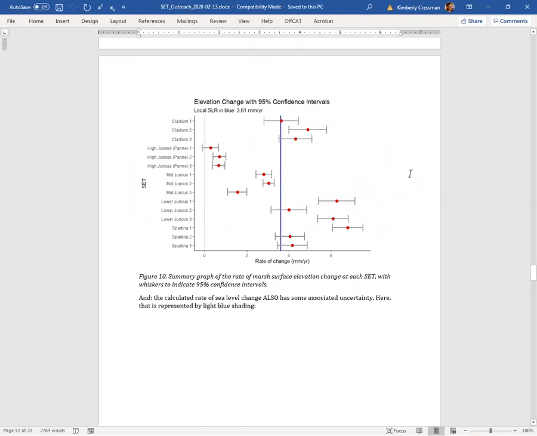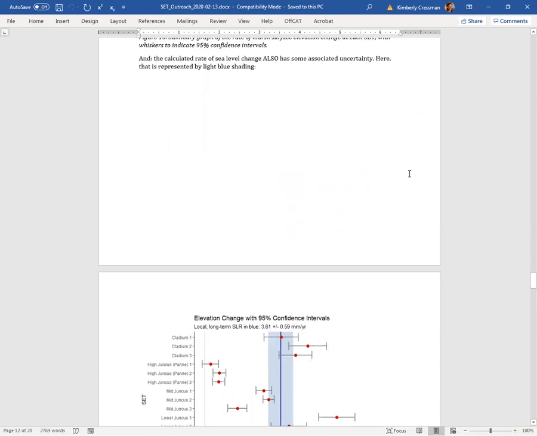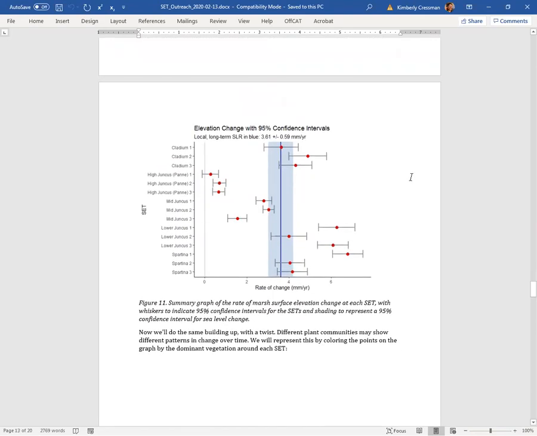The next layer we build on, because of course science is complicated, sea level rise also has a little bit of uncertainty associated with it. It also has a 95% confidence interval. So now we're just representing that with shading. And this gives us a lot more information than we had before.